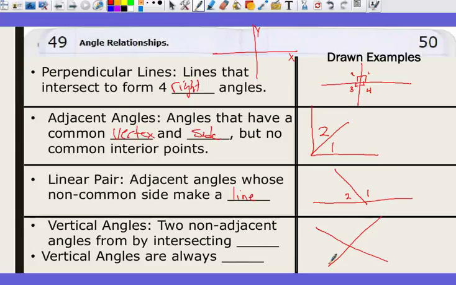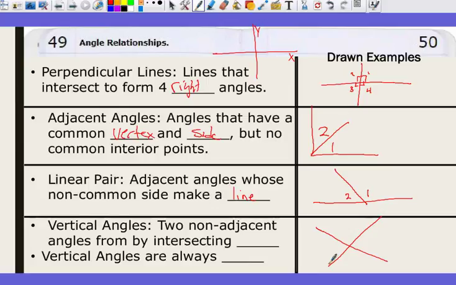In English, adjacent means next to. Blake is adjacent to Brianna. Right? They're right next to each other. I was going to use you, but I don't know your name. That was your opportunity to tell me your name. You didn't take it.